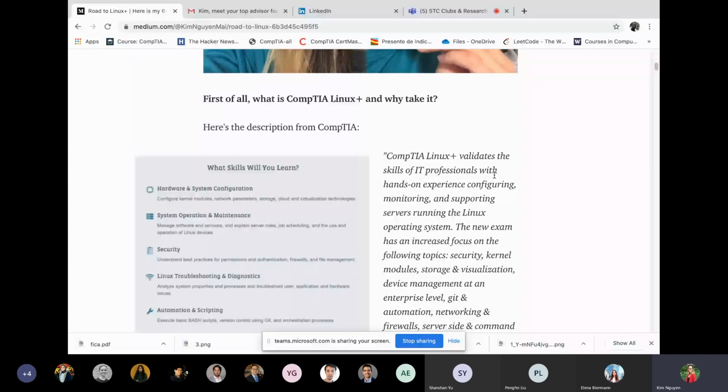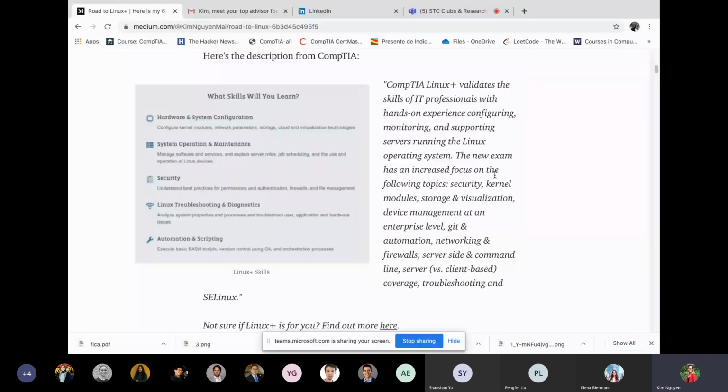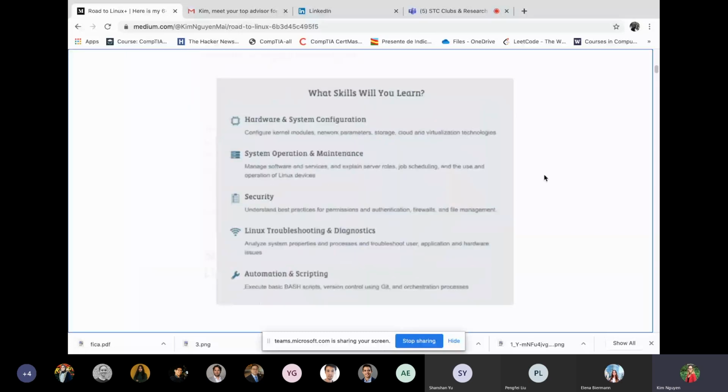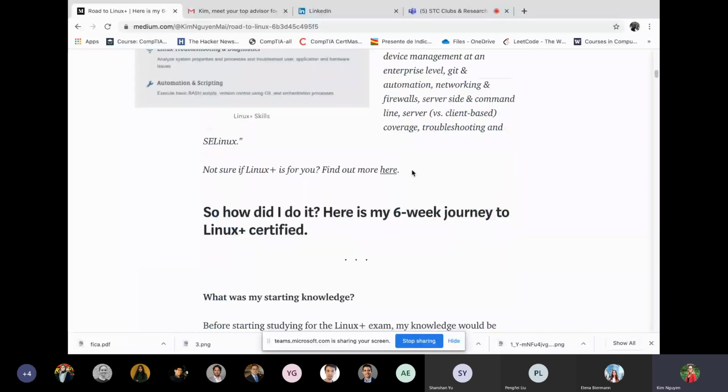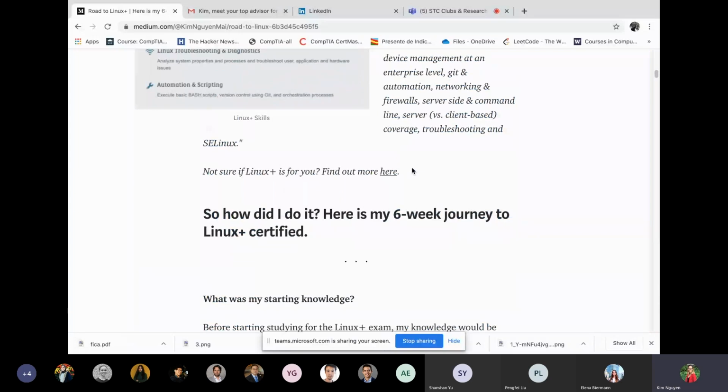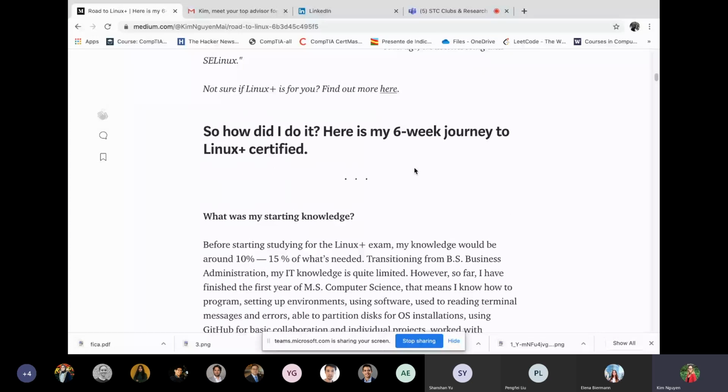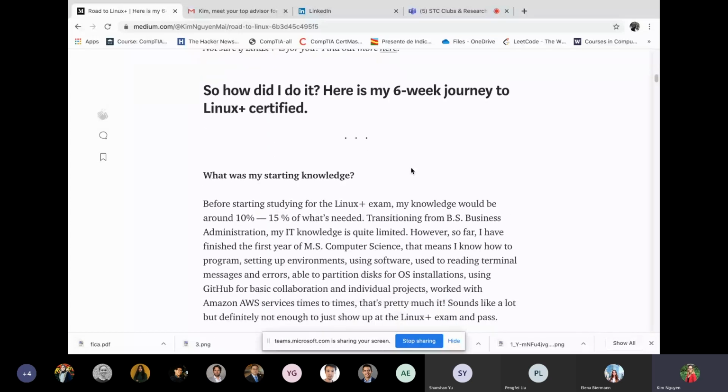So here's a quick description of the Linux Plus certificate, what kind of skills you're going to get. And I also put a URL here to the official Linux Plus site, so you can have more information if you're thinking about this. So basically, I did this in 6 weeks.